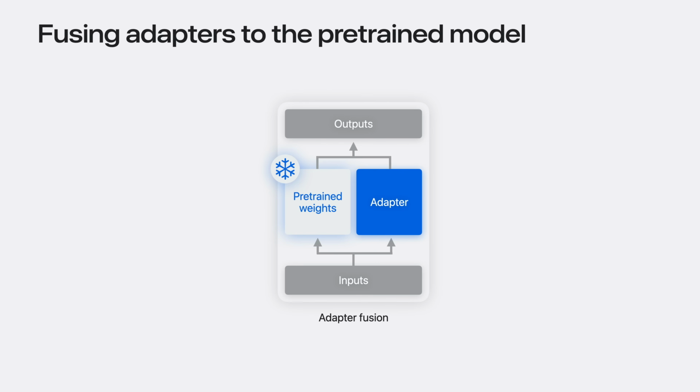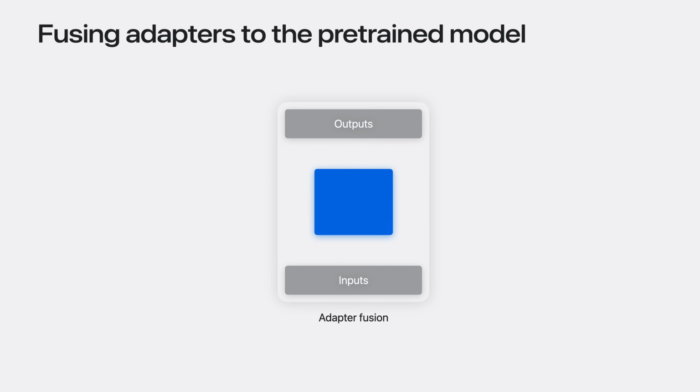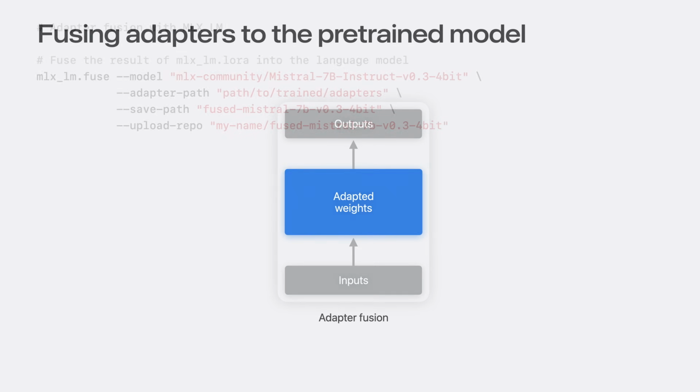Now that we've trained our adapters, we can use MLX LM to fuse them back into the base model. This is especially useful for deployment and sharing because it produces a single, self-contained model that's easy to distribute and use. The fusion process combines the adapter with the original weights, resulting in a model that has the same architecture and number of parameters as the pre-trained version, just with updated capabilities. So from the outside, it behaves like any other model, but with your fine-tuned knowledge built in.